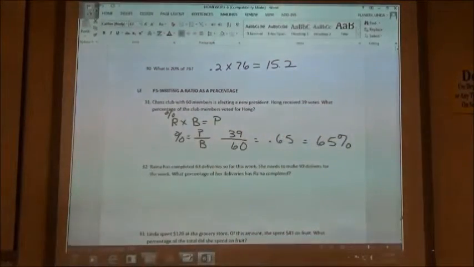So Raina has completed 63 deliveries so far this week. She needs to make 90 deliveries for the week. What percent of her deliveries has she completed? So if I'm going to do that, what am I going to do?